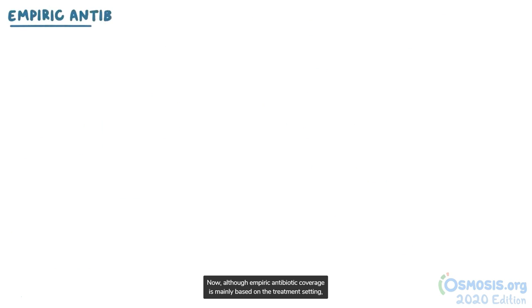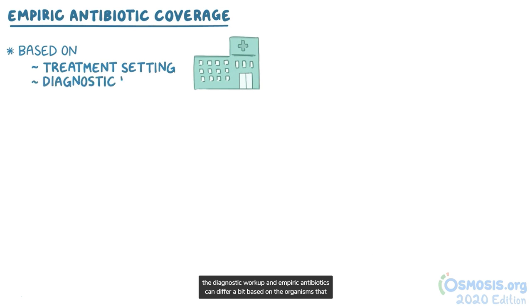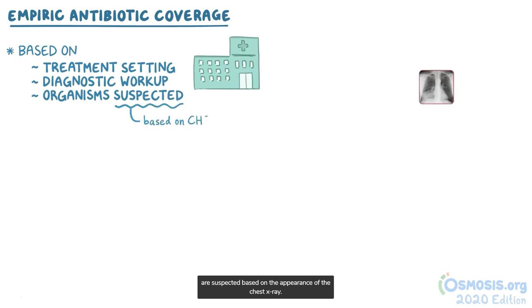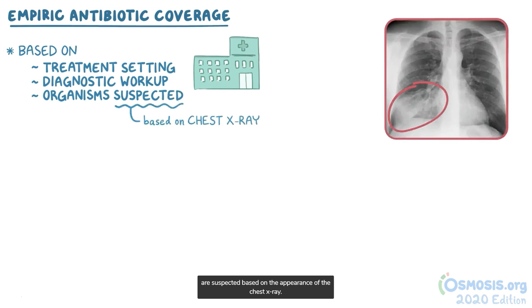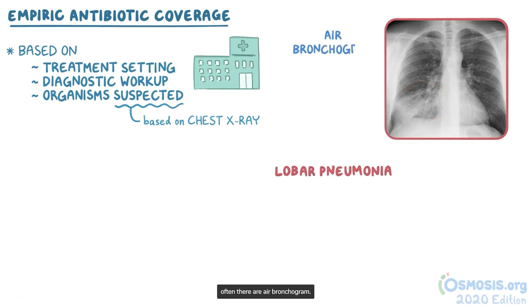Now, although empiric antibiotic coverage is mainly based on the treatment setting, the diagnostic workup and empiric antibiotics can differ a bit based on the organisms that are suspected, based on the appearance of the chest X-ray. One appearance is a lobar pneumonia, which is where a lobe of the lung is involved and often there are air bronchograms. That's where the alveoli are opacified, or white, and the nearby bronchi are filled with air and appear dark, making them easier to see.